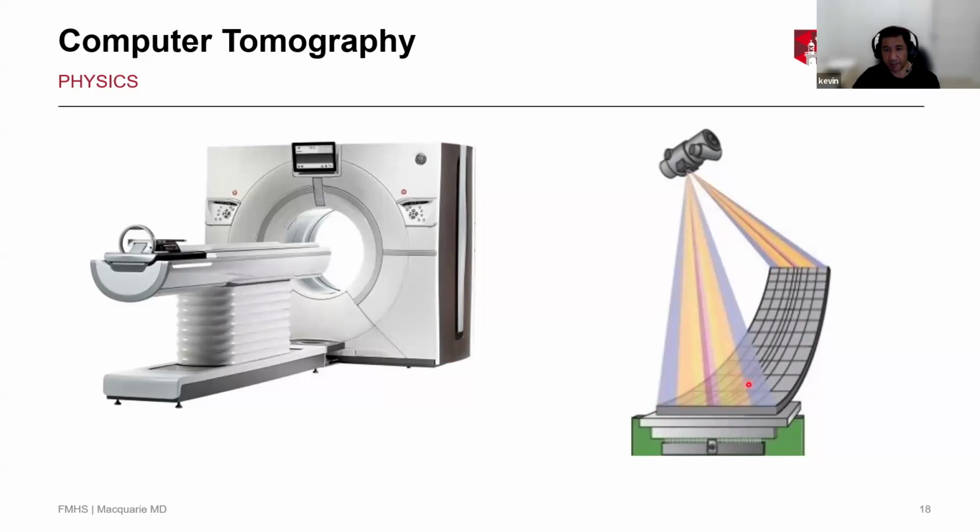Now, just on the physics side, because I love the physics, as you get to wider and wider fans, so the distance from here to here, you actually get more artifact from the edges. So going wider doesn't actually mean better pictures.